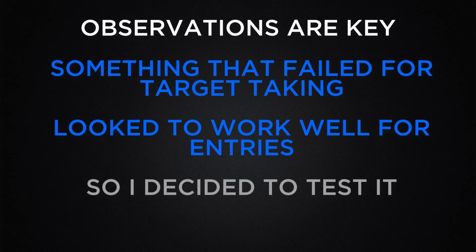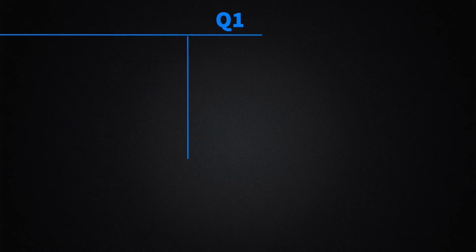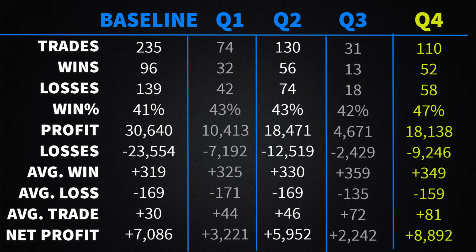Again, I'm a big fan of testing everything just so you don't have those lingering questions in your head. And I went back and I tested it. And here are the results. So the trades went down to about 110. So it reduced the trades by a little bit more than half. The wins 52, losses 58, but the win percentage went up to 47. So it went up about 6 percentage points.